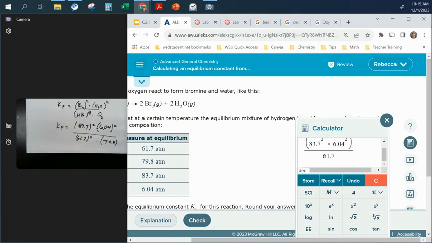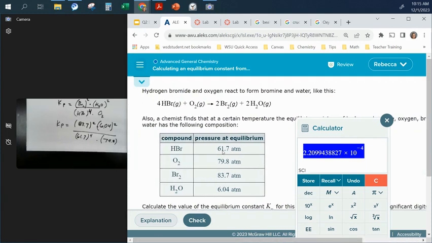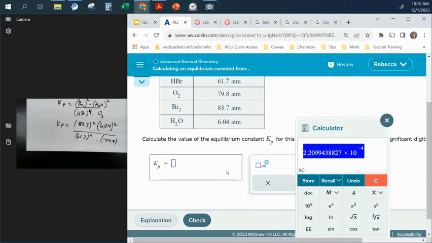61.7 raised to the 4 times by 79.8. Okay, and then we got this tiny number. Oh no, it's tiny, but we can put this in scientific notation. And then notice how many sig figs are given to me for all of these numbers. 3. So this number can only have 3. So I'm going to put this here: 2.21 times 10 to the minus 4.